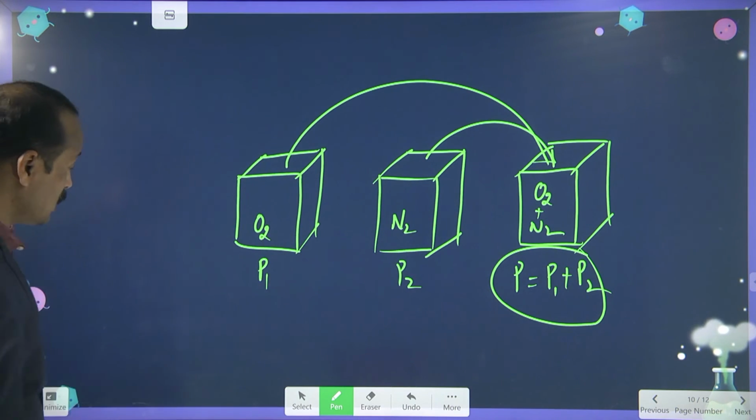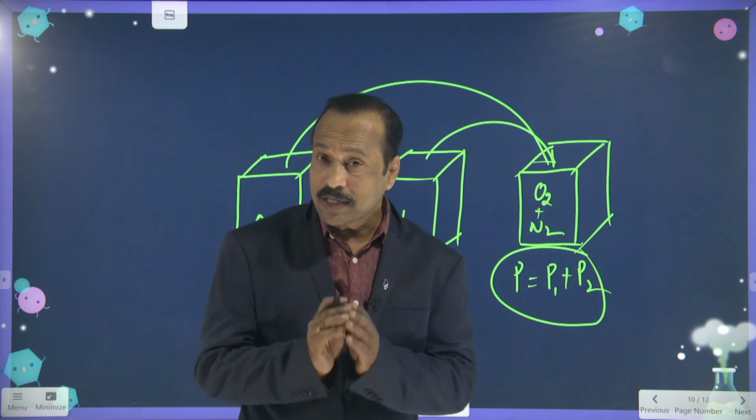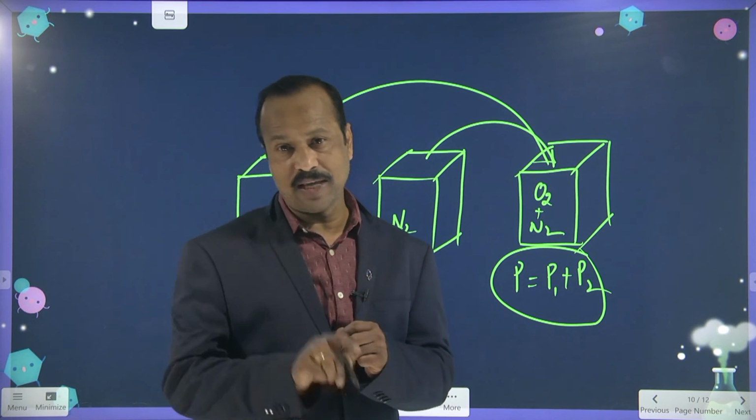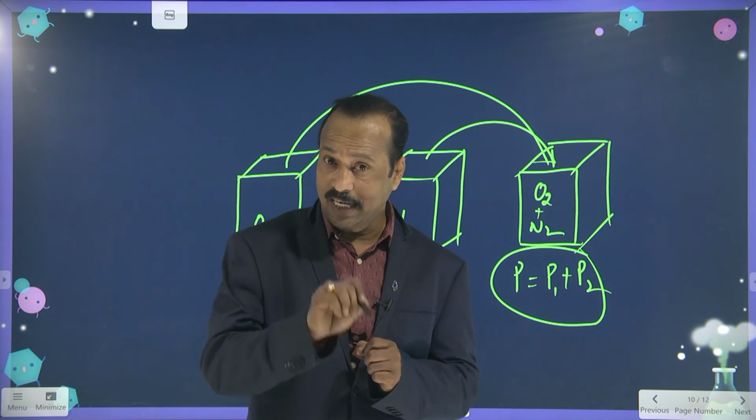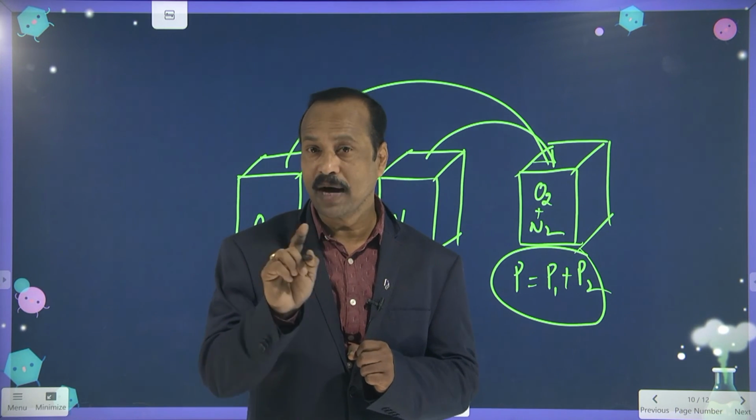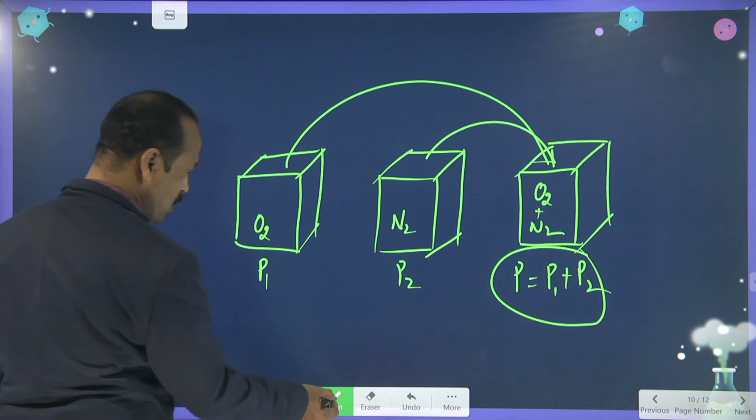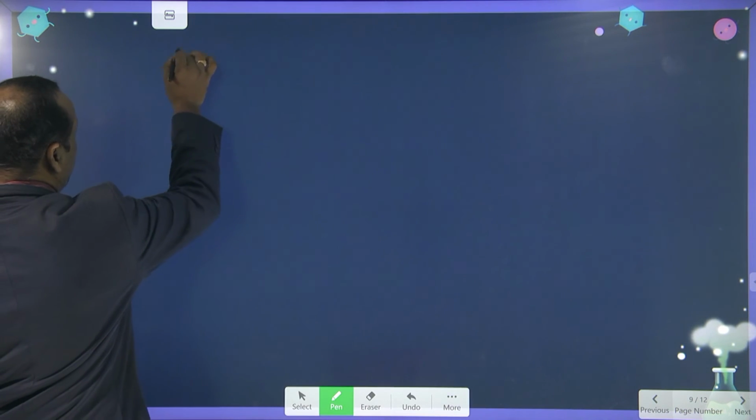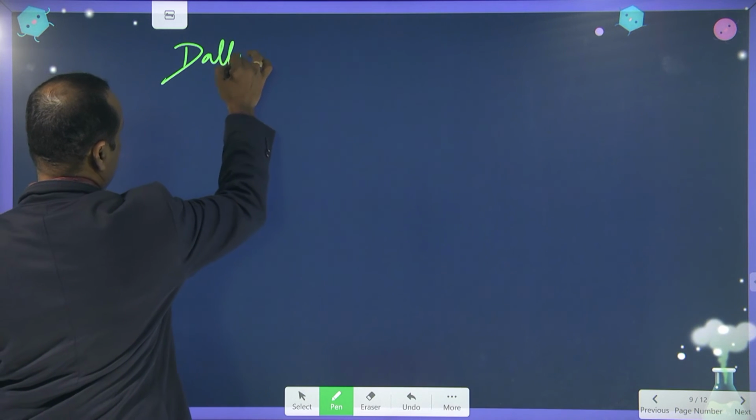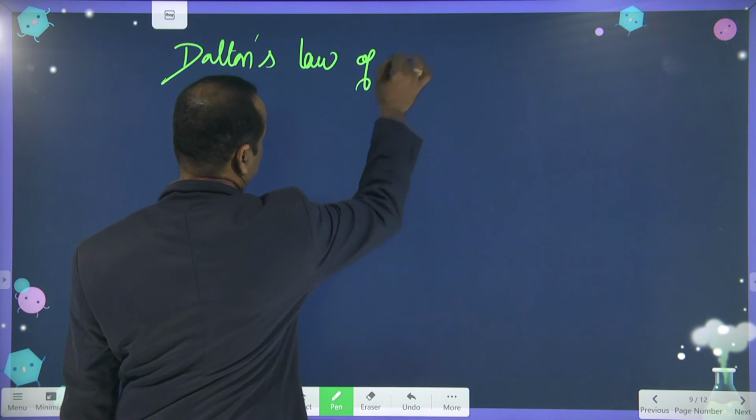So how can you see here? Partial pressure means what? The pressure exerted by the individual gas. Individual means single gas. The pressure exerted by the individual gas, single gas, is called partial pressure. So now how can we define Dalton's law? Very important law, Dalton's law of partial pressure.